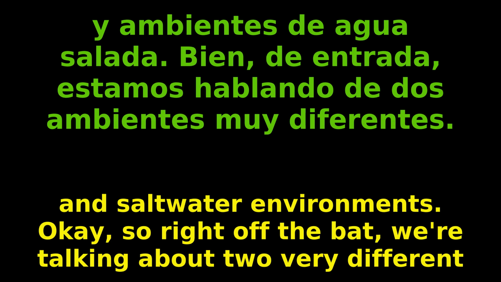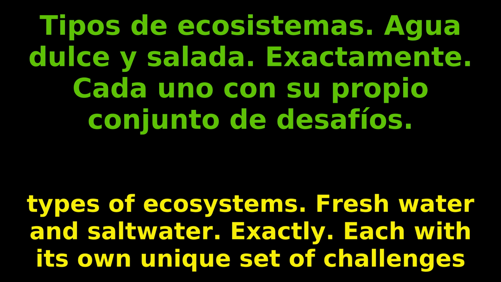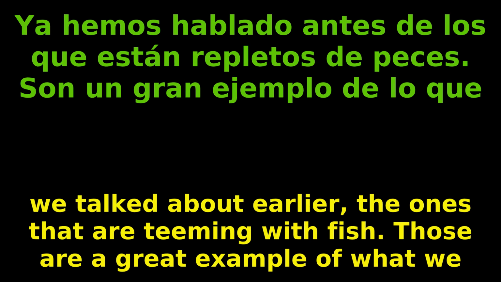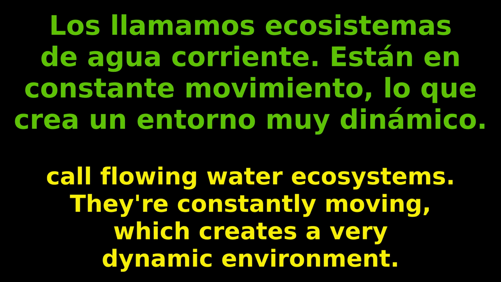Okay, so right off the bat, we're talking about two very different types of ecosystems. Freshwater and saltwater. Exactly, each with its own unique set of challenges and adaptations. So let's start with freshwater. I'm picturing those crystal clear mountain streams we talked about earlier, the ones that are teeming with fish. Those are a great example of what we call flowing water ecosystems.